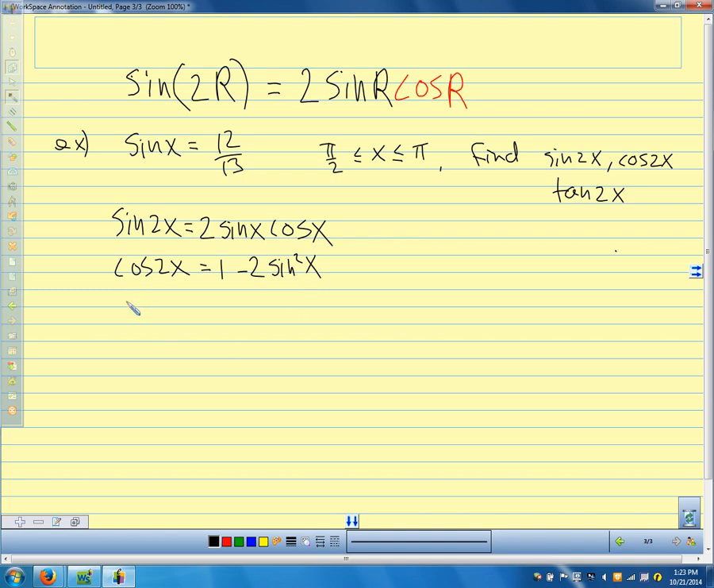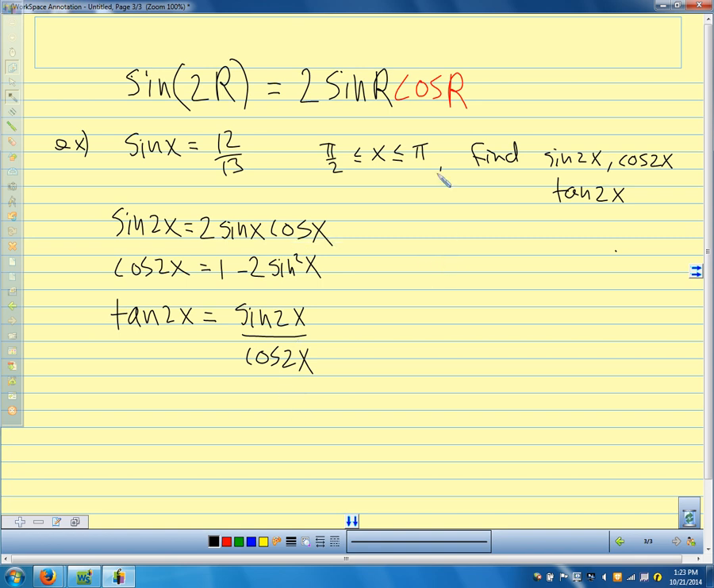And on these kinds of problems, usually it's easier to say tangent 2x equals sine of 2x over cosine of 2x rather than using the formula. Unless the problem specifically asks you to use the formula, you can always say that the tangent of the angle is just the sine over the cosine.